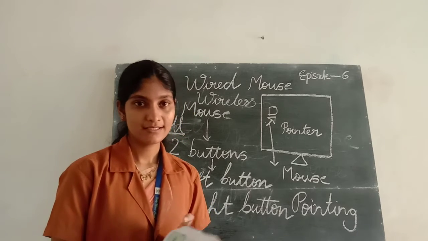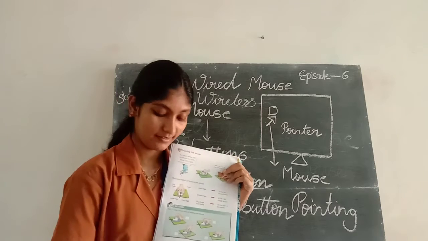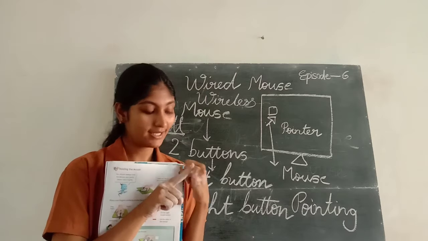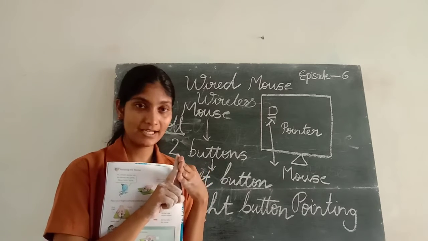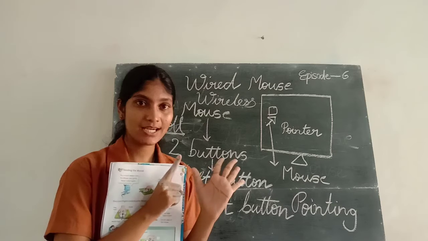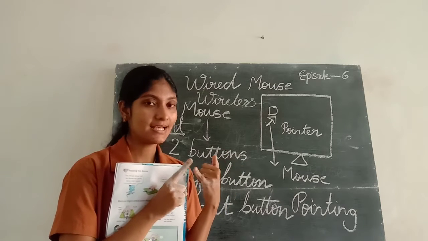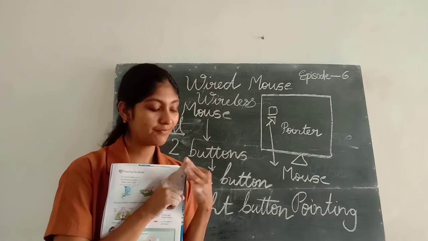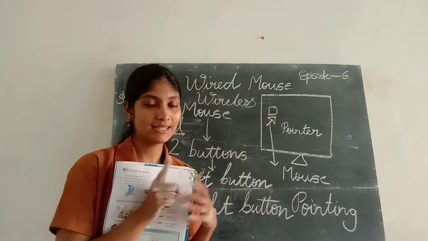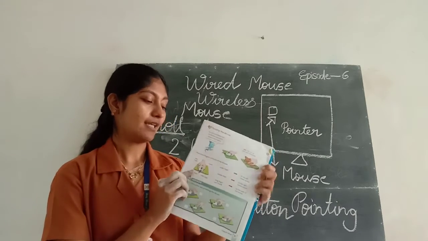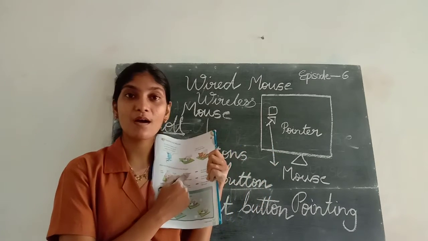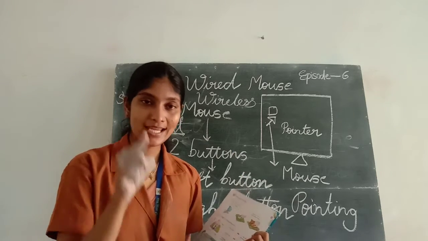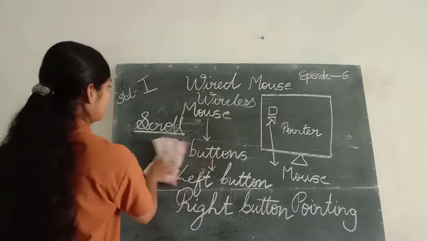So we know these are the little finger, ring finger, middle finger, index finger and thumb. Which are they? Little finger or pinky finger, ring finger, middle finger, forefinger or index finger, and thumb. So we need to place the index finger on the left button.